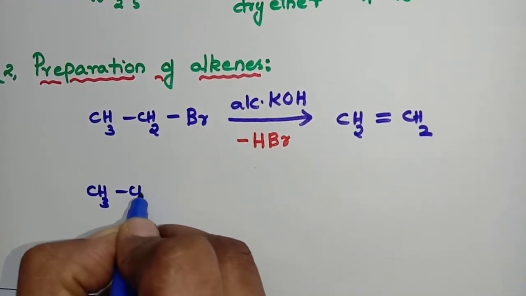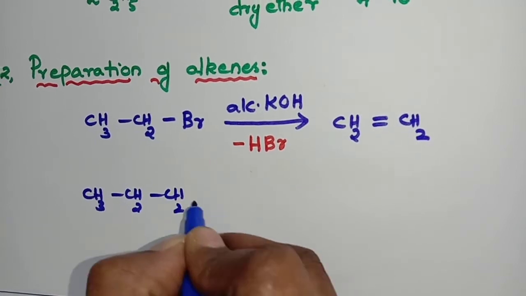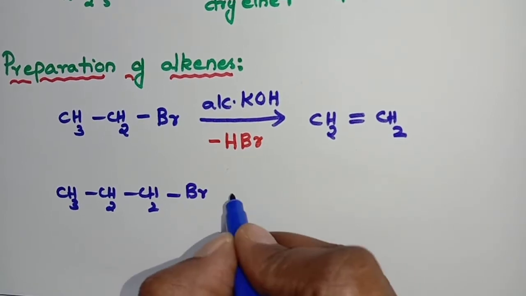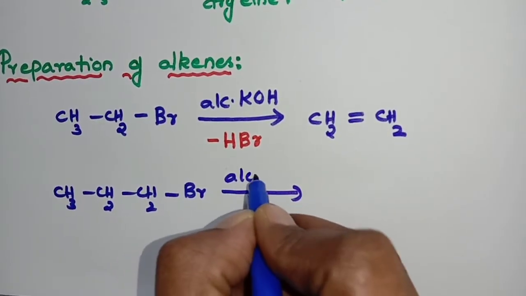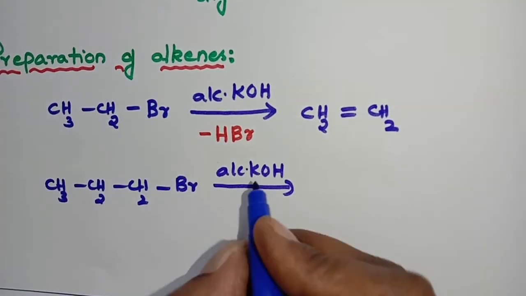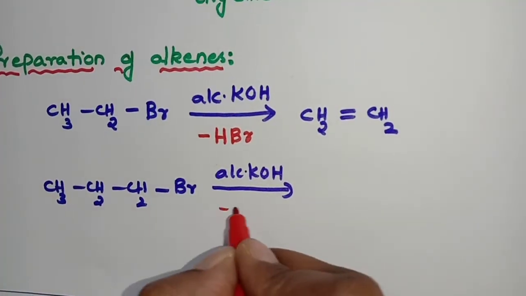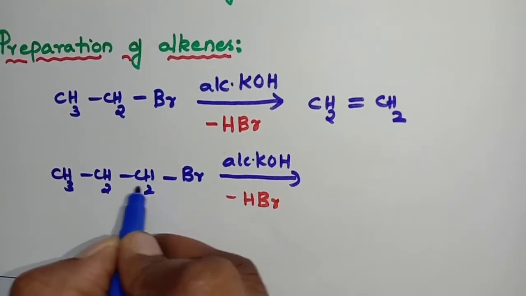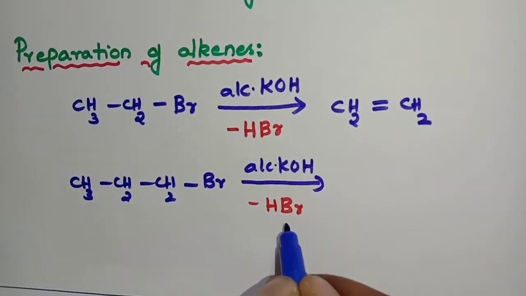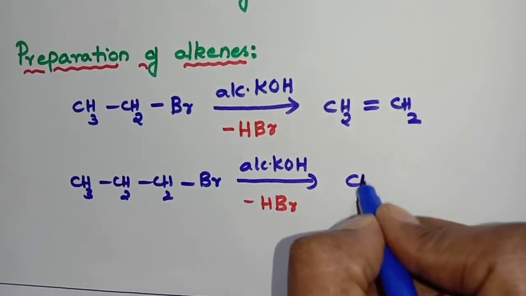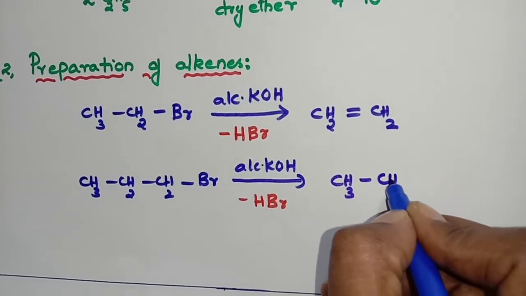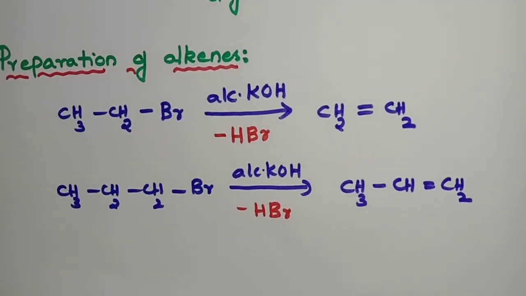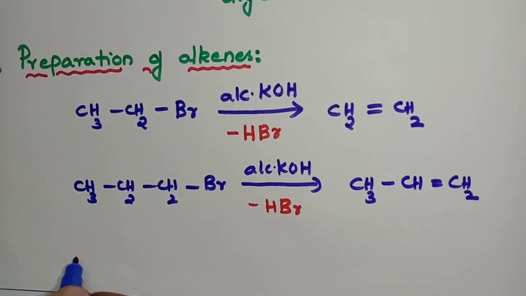CH3, CH2, CH2, Br. This is propyl bromide or 1-bromopropane, same in the presence of alcoholic KOH, minus HBr. So Br from this carbon and hydrogen from this carbon comes out as HBr. So what results students? CH3, CH double bond CH2. That means 1-propene.